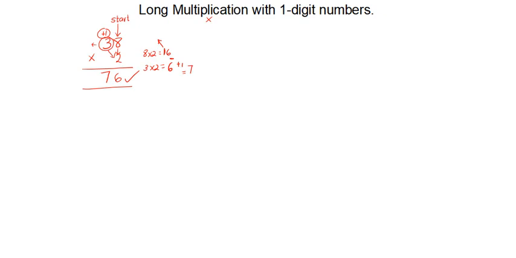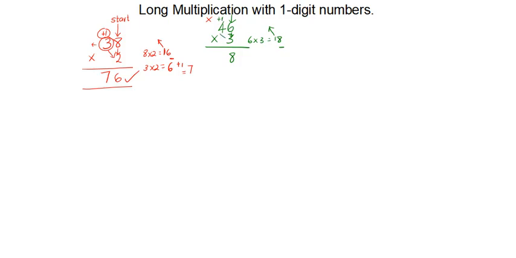Right, let's move on to a second example. Let's say we had 46 times 3. Again, we know we're going to start in the units column. So we're going to start with 6 times 3. And we know 6 times 3 is 18. So again, the unit 8 we're going to put down, and we're going to carry the 1 over to the next column.